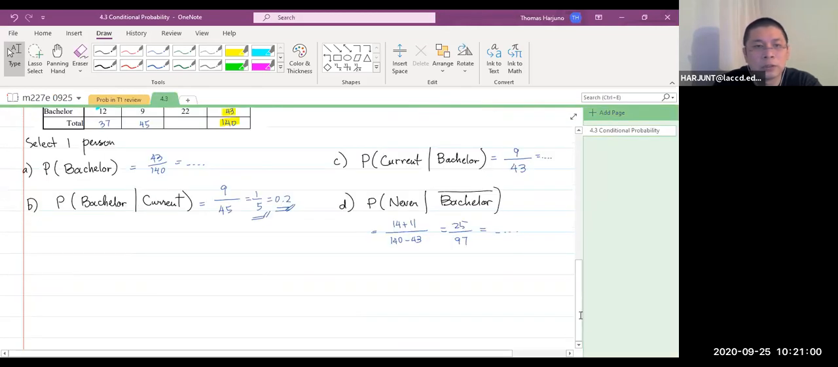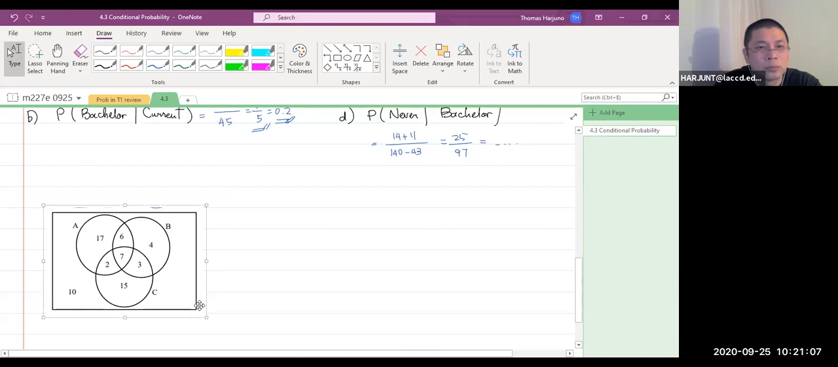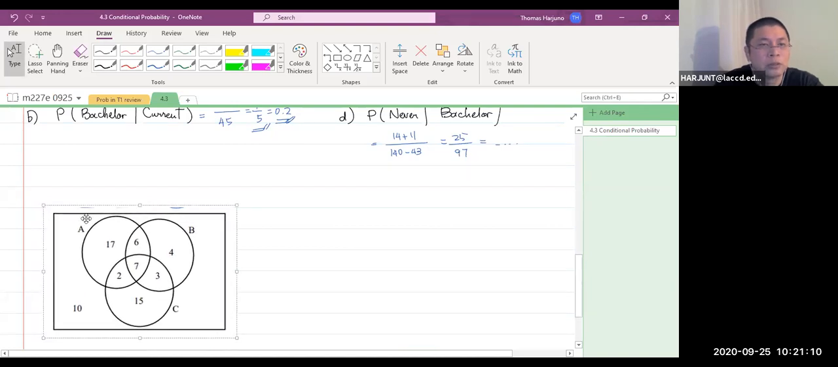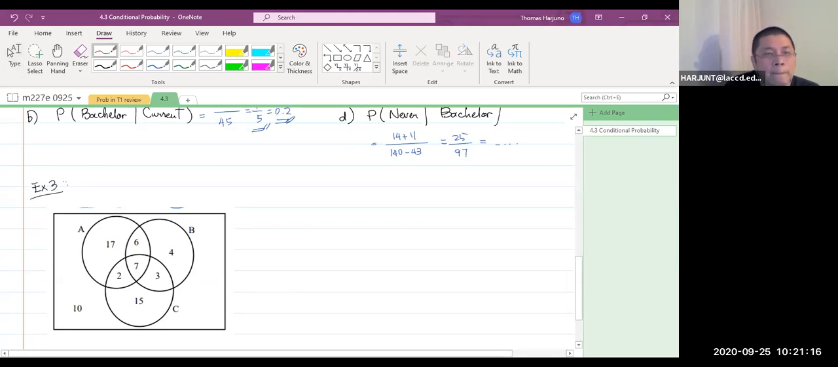Go on here. Enlarge it a little bit. Okay, and then let me call this example 3. Example 3. Using that, let's find the probability of selecting A given C. Part B, probability of selecting C given B. Part C, probability of selecting B given not A.